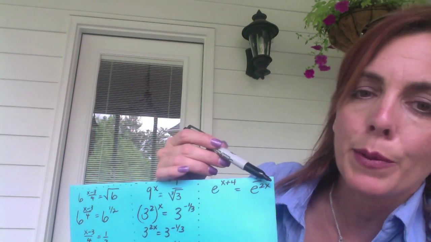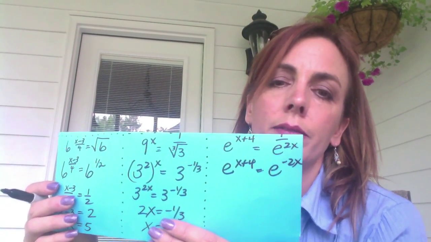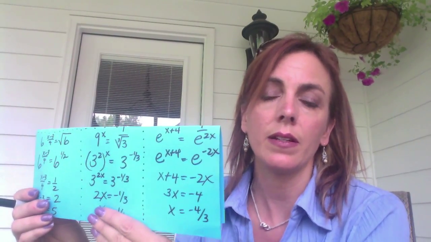Now remember that anytime you bring it to the denominator, it's just the negative exponent. So really this is saying e to the x plus 4 is equal to e to the negative 2x. And then, here we are, we're just going to drop our base and say x plus 4 equals negative 2x. Adding 2x to both sides, we get 3x is equal to negative 4, and x is equal to negative 4 over 3.